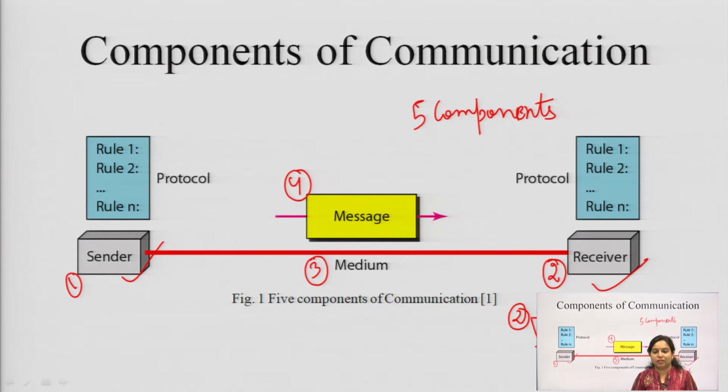If it is a speech signal, then it is a 1D signal. 2-dimensional signals, for example an image, any picture you want to transmit. 3D signals are there, and 3D messages are videos. So, these are the 3 different types of messages. So, this is the fourth component of communication.